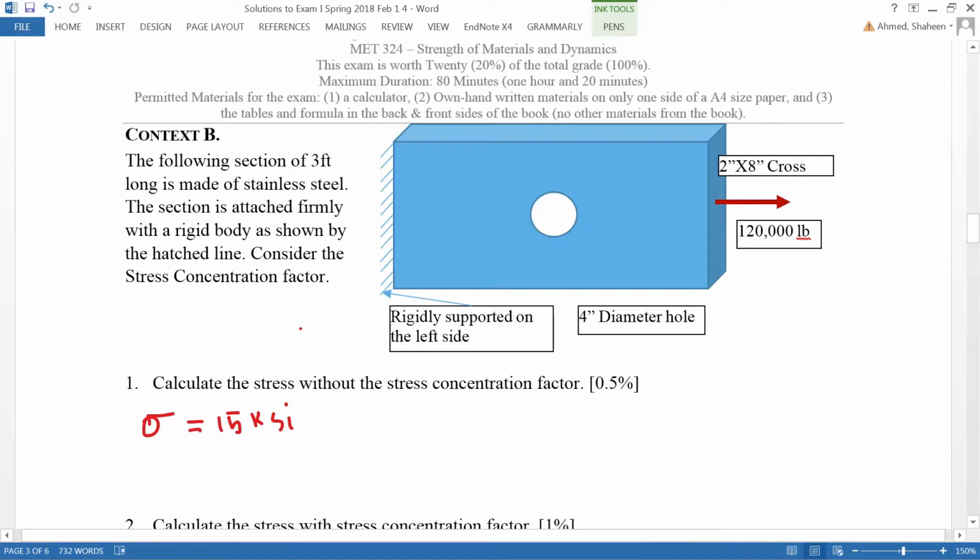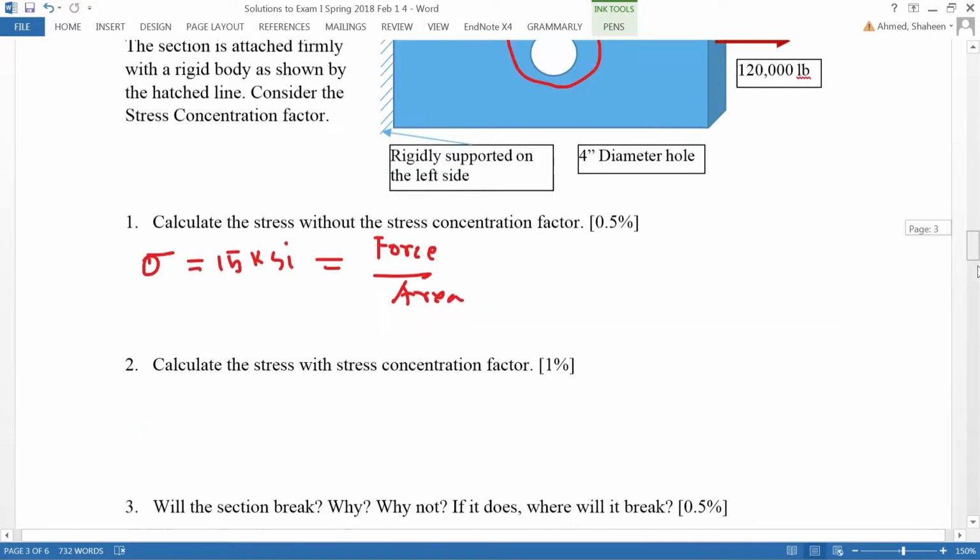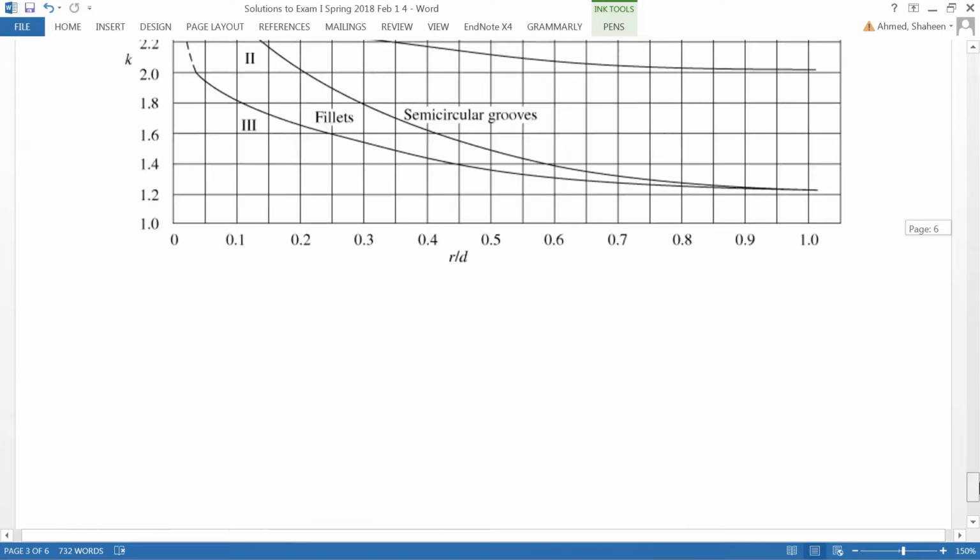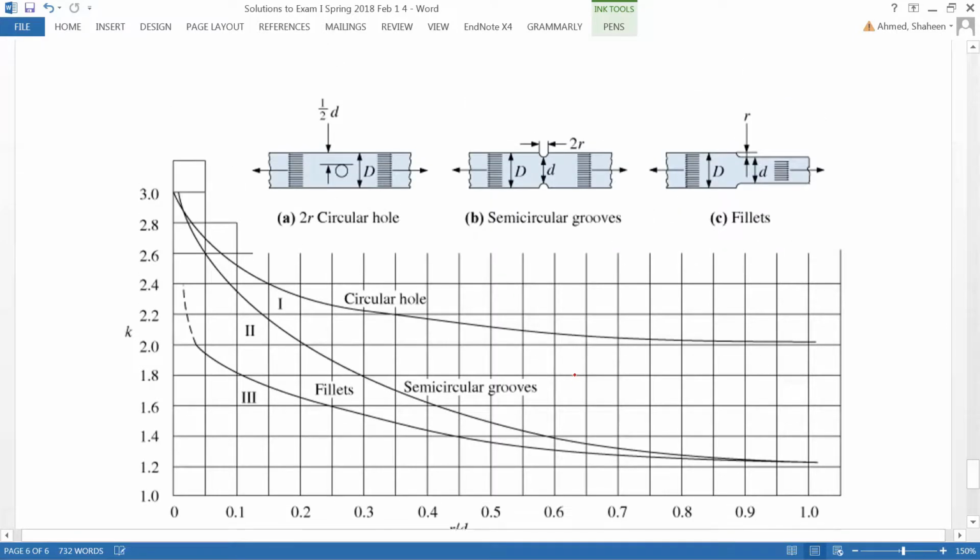Anytime you have some kind of break in the surface, for example these holes, it creates more stress than what is calculated just by using the formula, stress equals force divided by area. So how do we account for that? Whenever you have any kind of break in the surface, you shouldn't use just the regular formula. You have to find the stress concentration factor. This is the table that is available in most books.